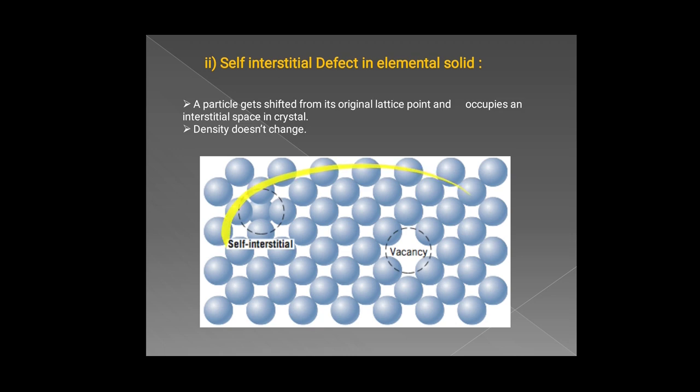So if you see overall, no new particle has been added, the particle has shifted its place, but no new particle has been added. If you see, the mass is not changed, neither the volume, hence the density will not change, the density will be same.